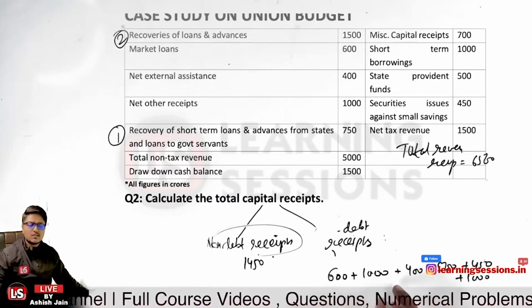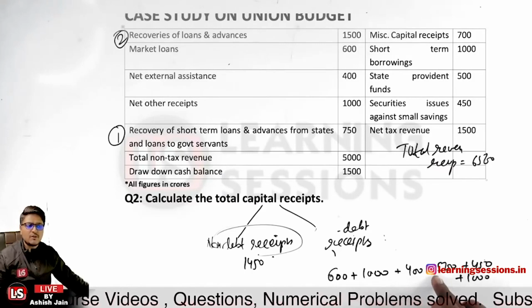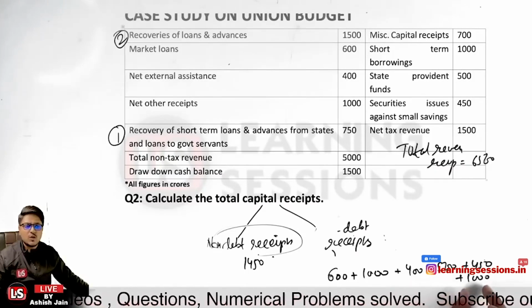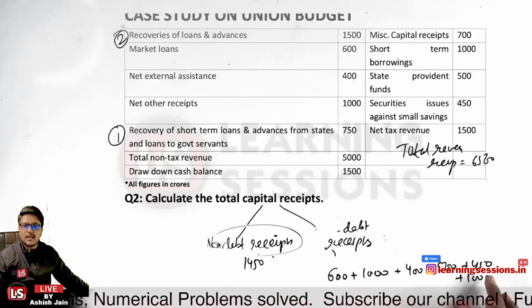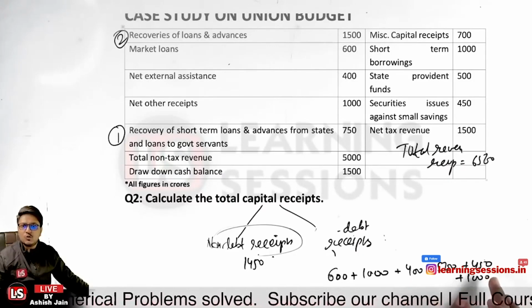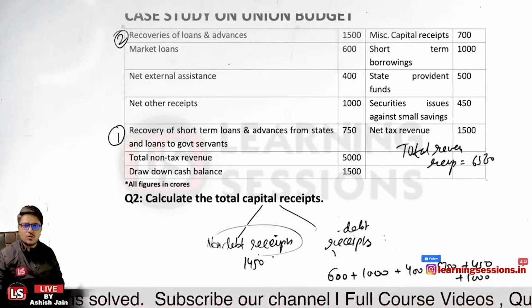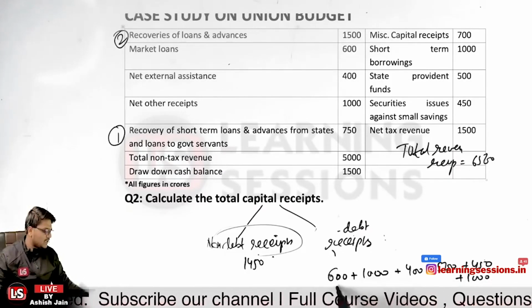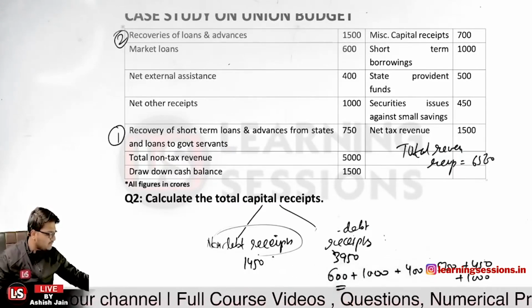600 plus 1000 is equal to 1600, plus 400, 2000, 2500 plus 1000, that is equal to 3500, plus 450, that is equal to 3950. So the sum total over here is equal to 3950. Okay, that is related to your debt receipts. So your debt receipts are equal to 3950.